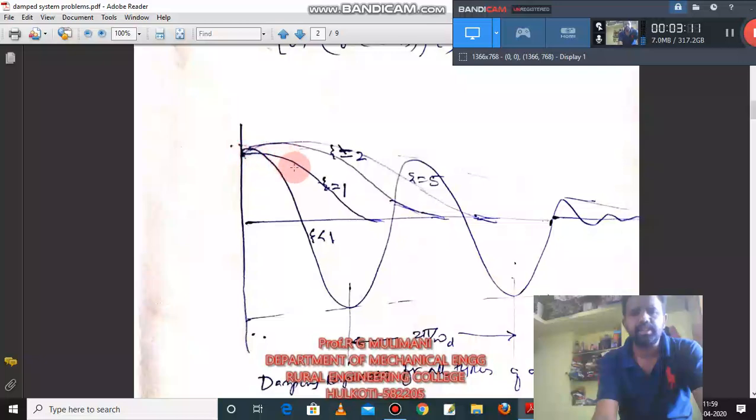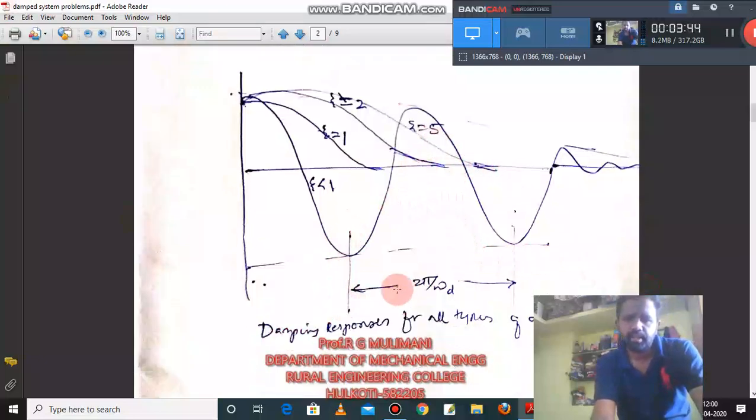If ζ is 1, the system comes to the equilibrium position as quickly as possible. For an overdamped system, it takes some time to come to the equilibrium position. As the ζ value gets bigger, it takes more time to come to equilibrium. For example, if you take ζ equal to 2, it takes this much time. For ζ equal to 5, it takes this much time. So as the ζ value gets larger, it takes more time. The time period is 2π divided by ωd. All the responses are plotted in a single figure here.